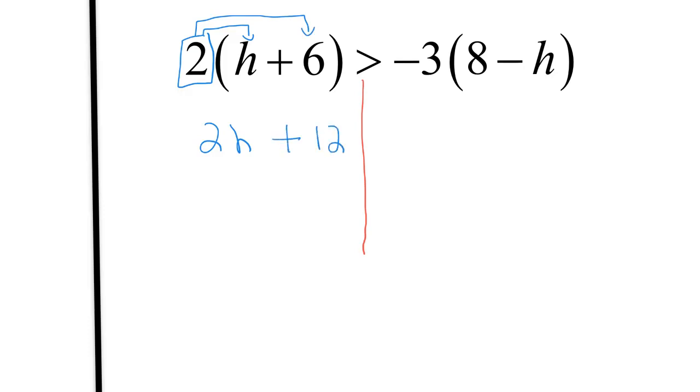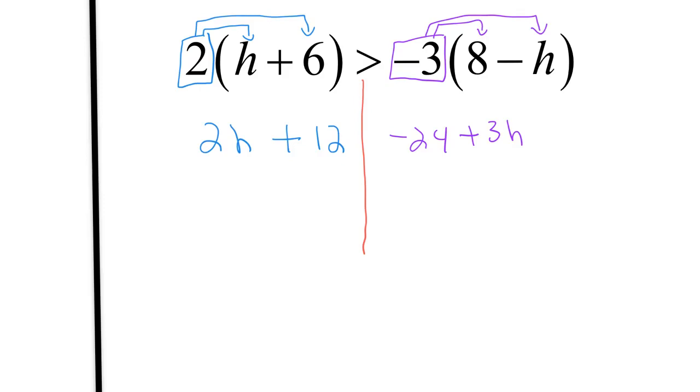On the other side, you are going to multiply the negative 3 right here times the 8. That's negative 24. And the negative 3 times the negative h. Careful with the signs. That's going to be positive 3h. Now, notice that we do have variables on both sides, 2h and 3h here. I do not have like terms on the left side, so I'm not going to combine anything. I don't have like terms on the right side, so I'm not going to combine anything.